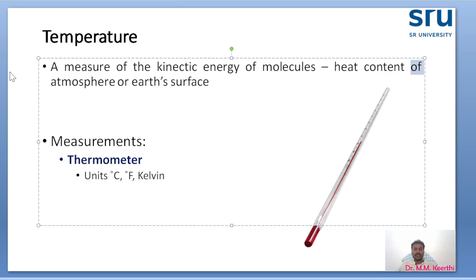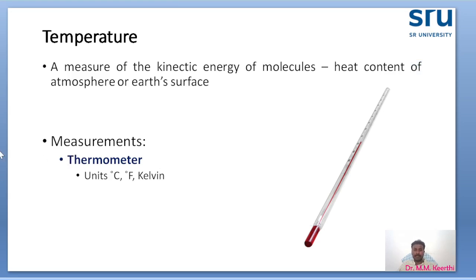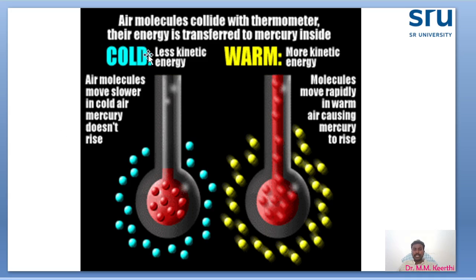So what is the instrument and the measurement unit you are using? The instrument is the thermometer. What is the unit? Degree Celsius, degree Fahrenheit, and Kelvin. So you see, when the kinetic energy is less, that region is considered cold. When there is more kinetic energy, the warmth will be more. Based on this, they are dividing cold and warm.